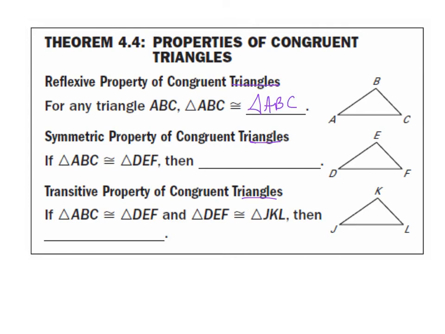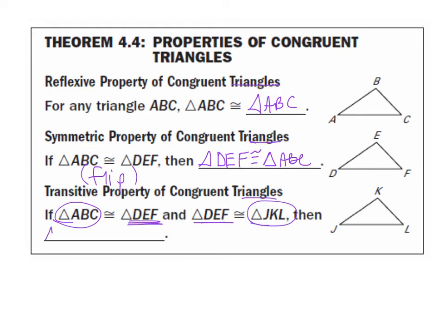Symmetric is when we're flipping from side to side, so you can rotate what's on each side. So that would be DEF, so triangle DEF would be first, is congruent to triangle ABC. And then for the transitive property, remember the two of the pieces will be the same, and then we can say that the other parts will be congruent. So triangle ABC will be congruent to triangle JKL. Remember, your transitive property and reflexive property are the most common ones you are going to be seeing.